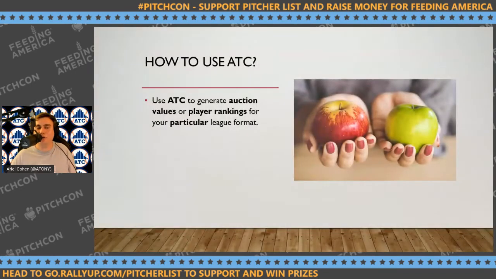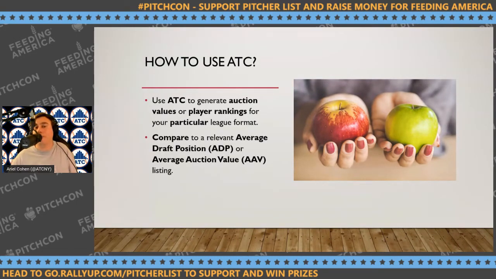Very quickly on using ATC. What's the best way to use it, you might ask? Generate auction values. Even if you're doing a snake draft, look at the auction values as well. Get rankings from there. Use your own league format, right? There's no general ranking. Every ranking is specific to your own format. So use an auction calculator. Fangraphs has a pretty decent one. I have my own personal one, but the one on Fangraphs works pretty decently. Go to Fangraphs, under the projections tab you can see ATC there, and drop all the way down, you'll see the auction calculator.